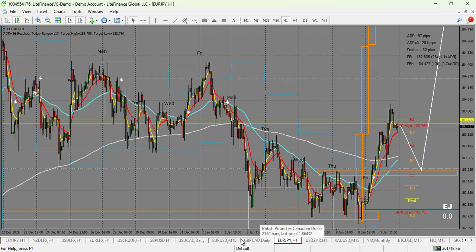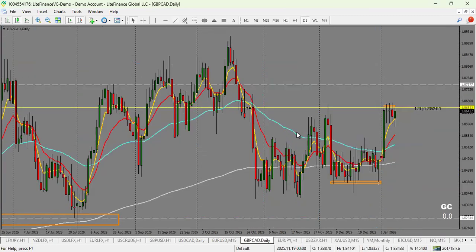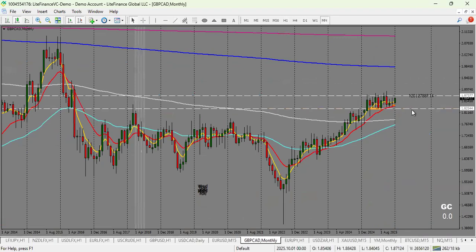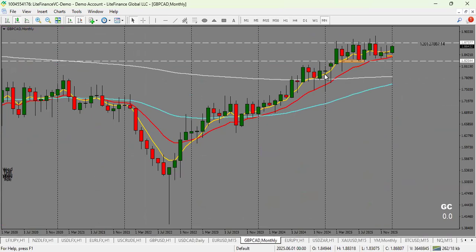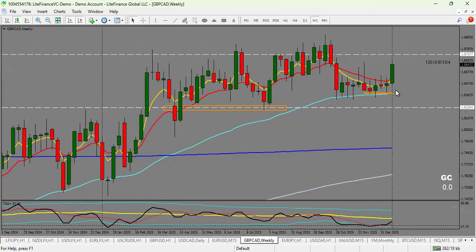That is on EURJPY. So this is pound CAD, and on the monthly time frame, we saw that we had a very good bullish market structure, and right now the market is on a consolidation. This is a rectangle pattern, and you can see the market is still finding the resistance here.